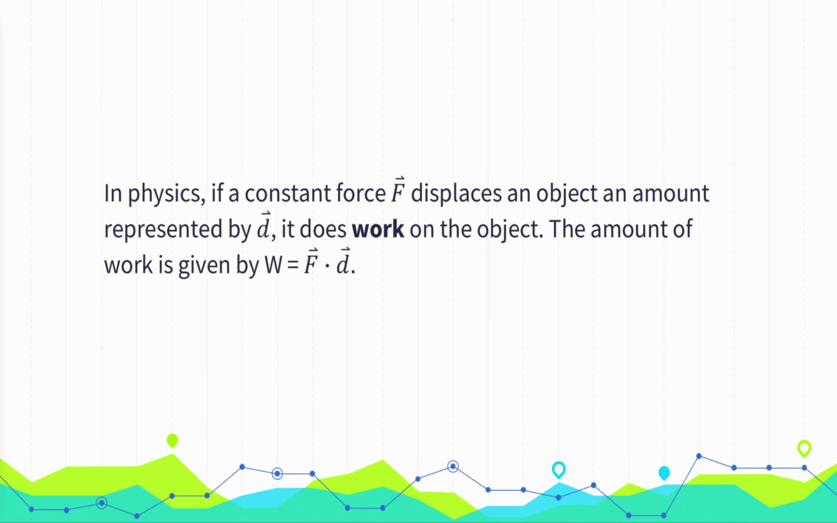In physics, if a constant force F displaces an object an amount represented by a vector d, it does work on the object. The amount of work is given by F dot d. So work is the dot product of the force vector and the displacement vector. You guys should have talked about work in physics. I think the STAIR lab you did was about work. Force is a vector and displacement is a vector, but work is a scalar, not a vector, because the dot product of two vectors is a scalar.